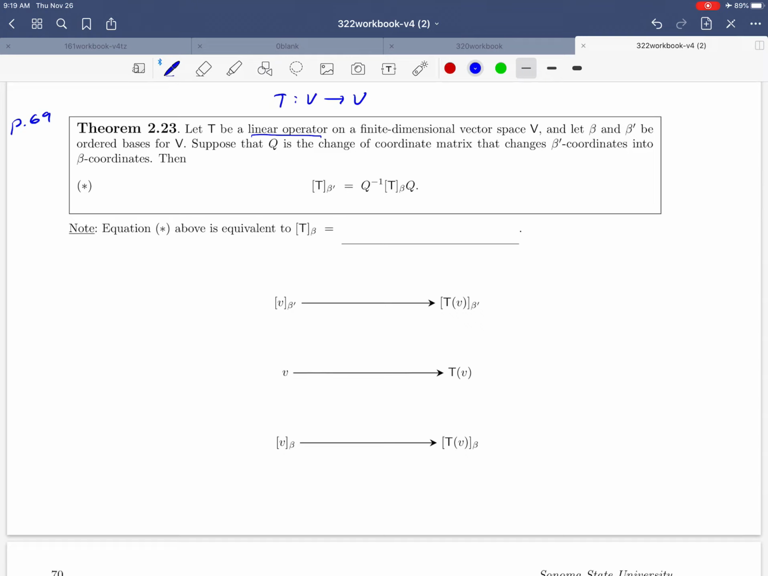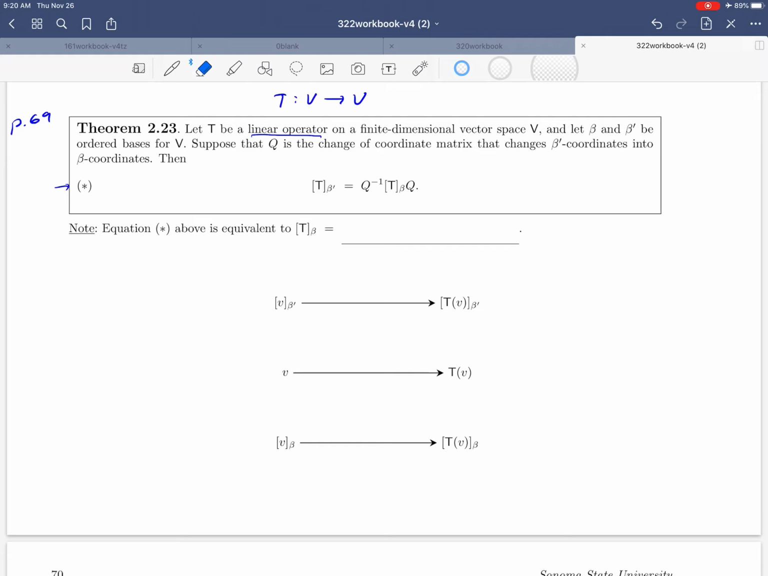And then the theorem tells us this, equation star, that the matrix of T relative to beta prime is equal to Q inverse times the matrix of T relative to beta times Q. So it gives us an equation that relates the matrix of T relative to these two coordinate systems. Now what's kind of nice here is that without formally proving this theorem, we can conceptually arrive at equation star through a diagram. We can kind of work our way naturally to that formula.